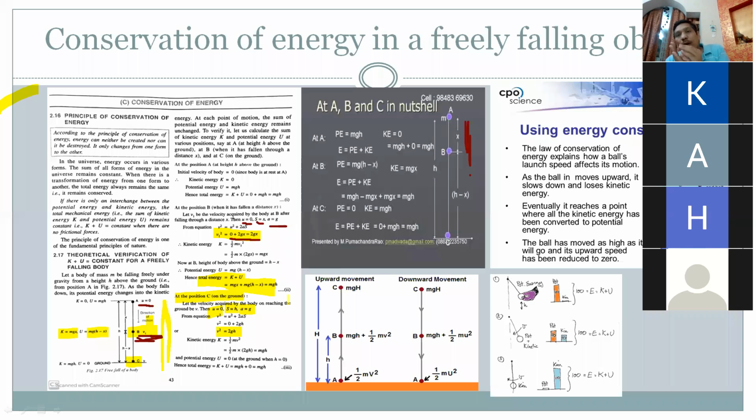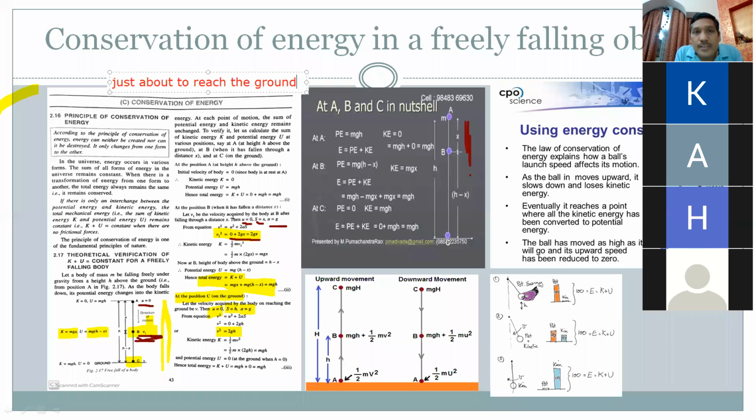So we say, when the ball is just about to reach the ground, write it in your book at the top: when the ball is just about to reach the ground. Everyone write it down, please. The velocity of the ball is equal to v. Okay, note it down.